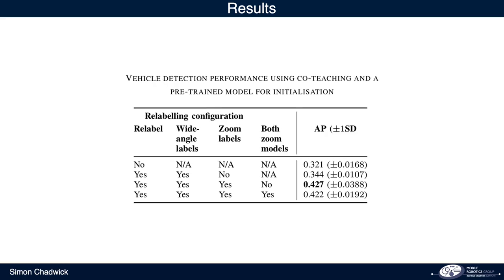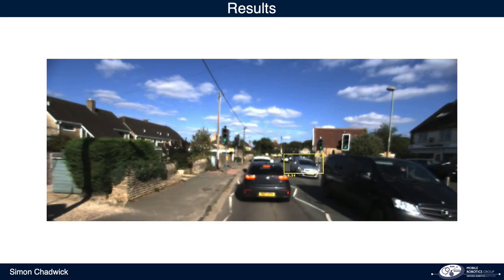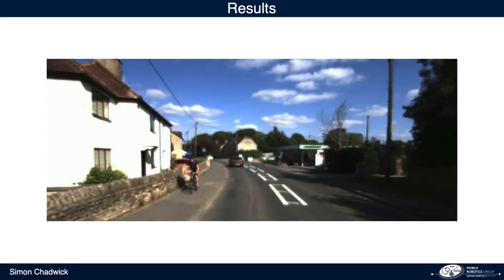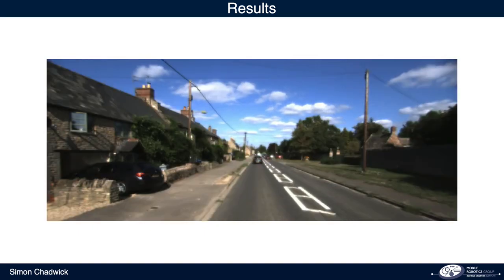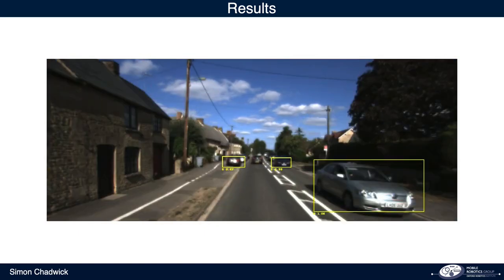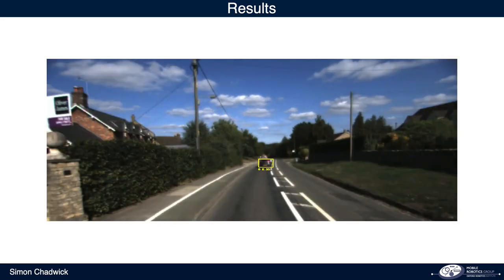We also experimented with using a network that was pre-trained on the KITTI dataset. Again, it can be seen that our training process provides improved performance. This video shows detections on the test set. It can be seen that the performance is still low compared to what might be achieved with a full manually labelled dataset. However, there are very few false positives.